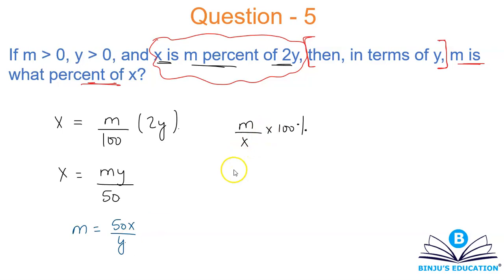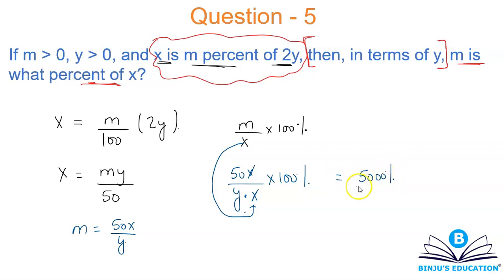And if I plug it, I'm going to get 50x divided by y into x, because this x is also going to be there, and multiply by 100%. Cancel this, and that's simply going to be 5000% divided by y. Or you can say 50 by y into 100%, whichever way you want to do it. And that's your answer. So m is 5000 by y percent of x.